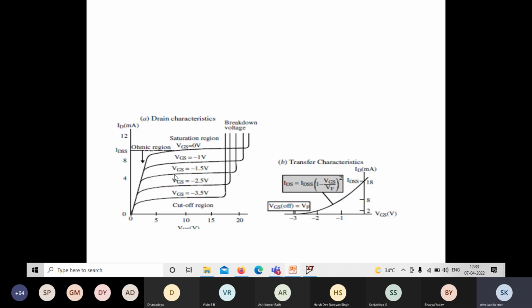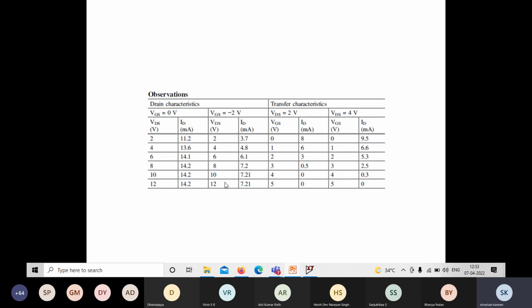So we are going to plot the curve for these readings, and your graph will look like this. For every VGS increase, you can see the drain current decreases, because we are applying reverse bias.